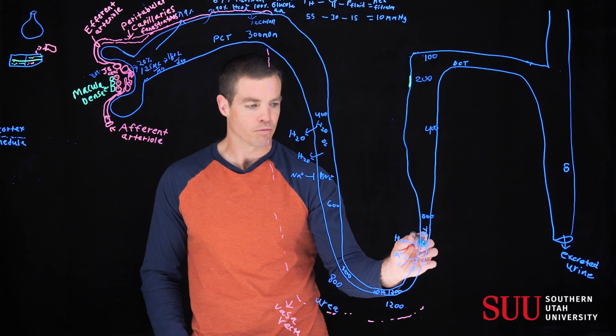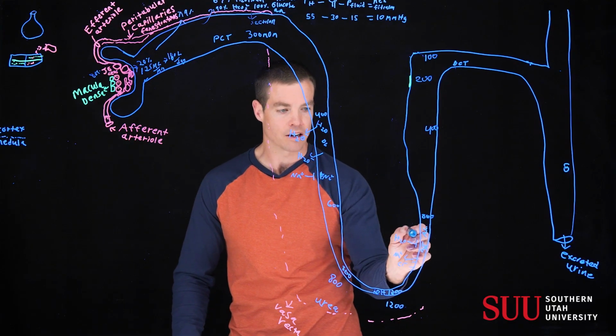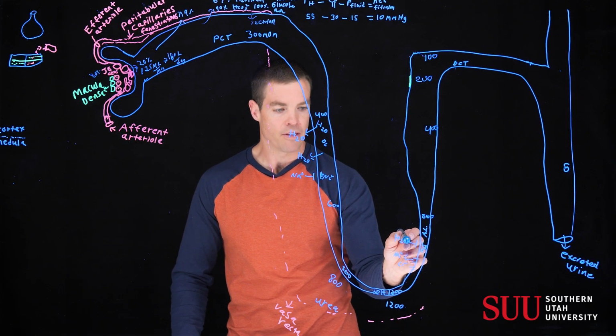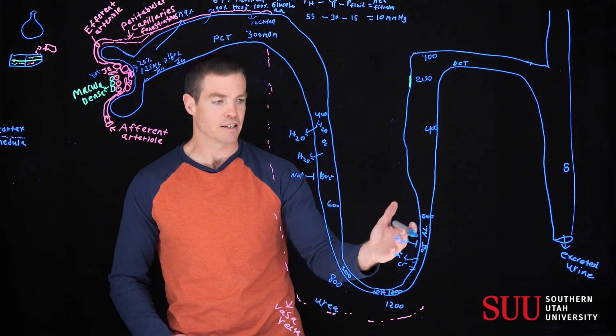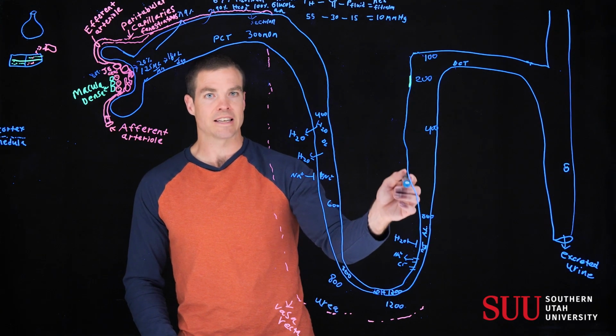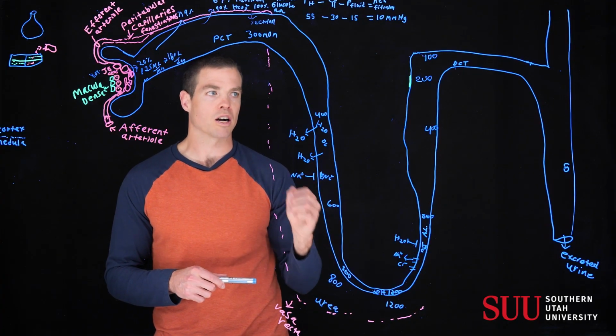So water simply can't go out either way. And that's going to be very important, because this is how we're making the concentration gradient. Once we get to the thick ascending limb, that's where we're really going to start making very strong concentrations.